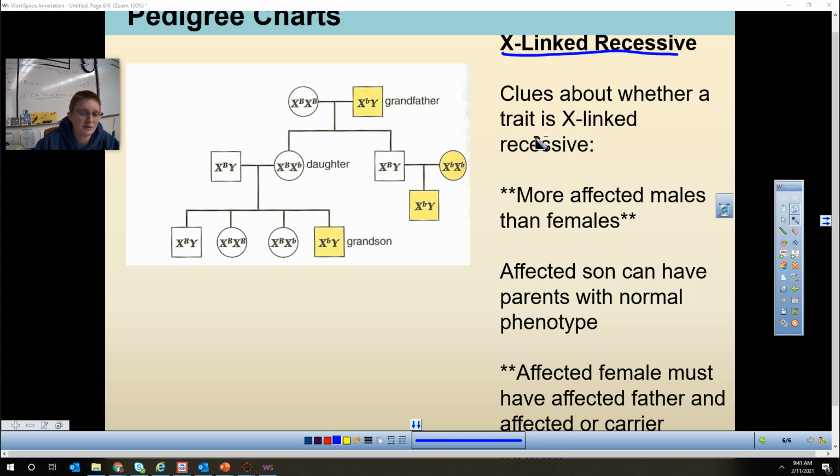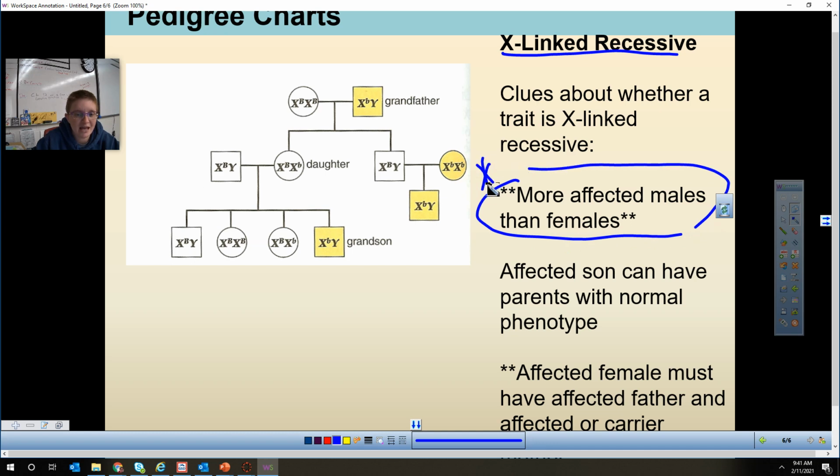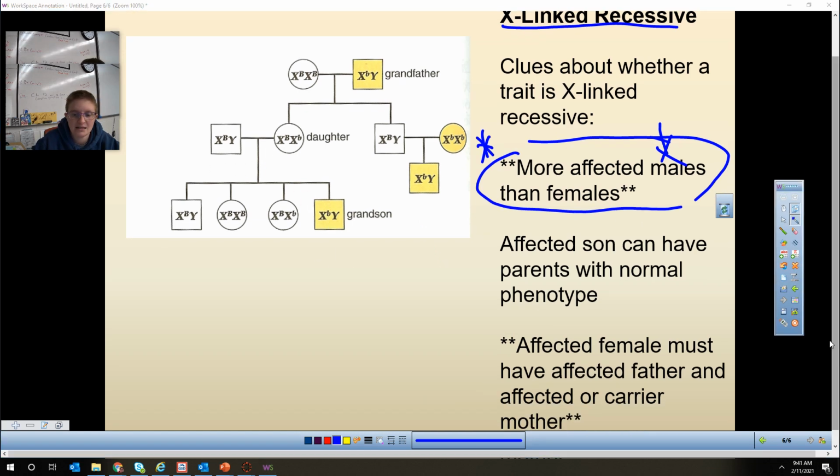So clues about whether you're looking at an X-linked recessive trait. Definitely this one. If you see many more males affected than females, you might start thinking, maybe it's sex-linked. If you see an affected son with normal parents, like here, and any affected females must have an affected father and a carrier mother or an affected mother. So the mother can be a carrier or affected.